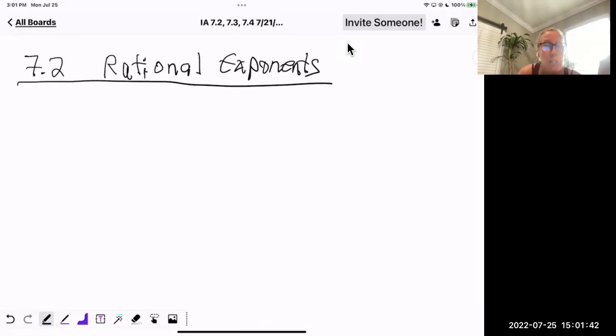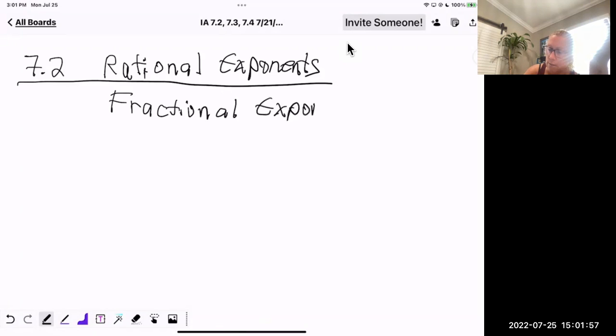We did rational equations. What do you remember about rational? Rational means, this is what I think of it as, fractional exponents. They're fractions. Yes, exponents can be fractions. These are exponents that are fractions. You've already been doing them. You just don't even realize you've been doing them. So let's look at the definition of a fractional exponent.